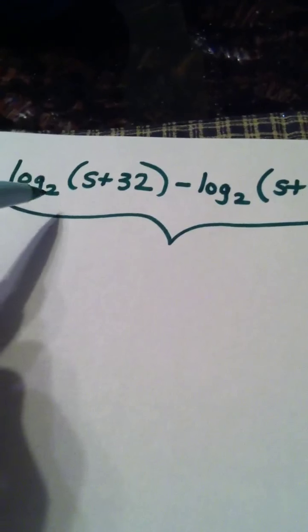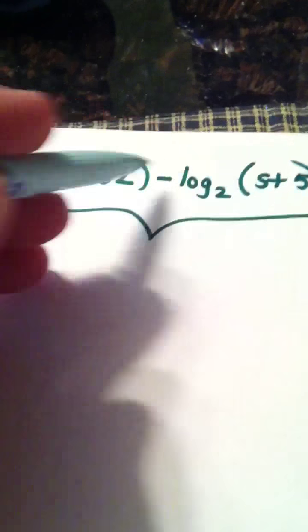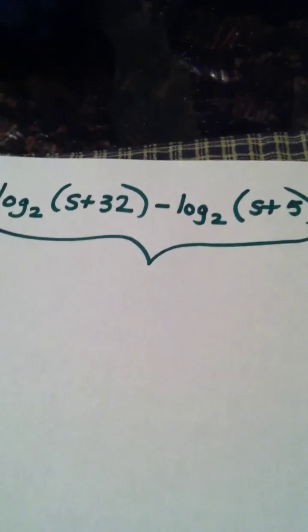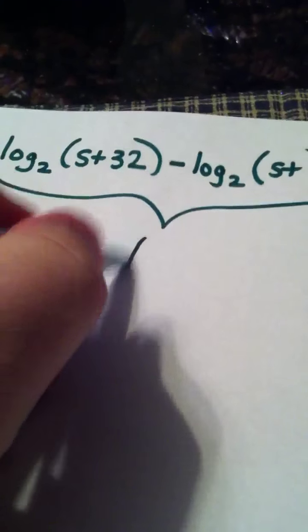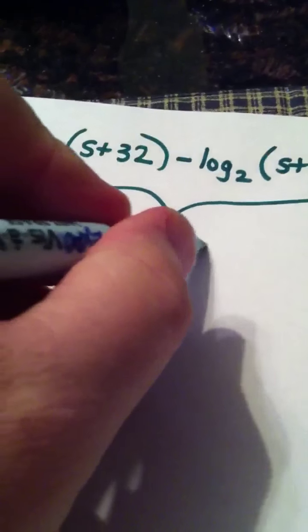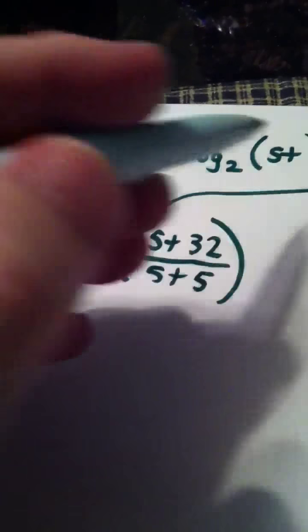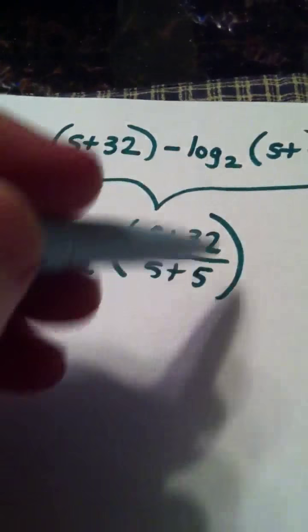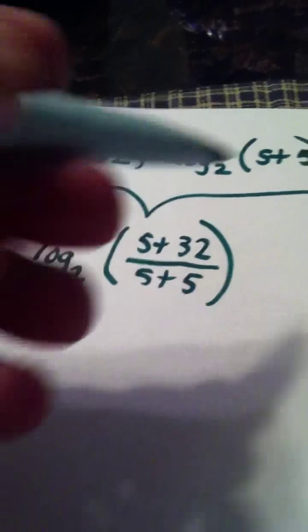When you have the log base 2 of a quantity minus the log base 2 of a quantity, the minus indicates that's the quotient law. You write the single log base 2 of the quotient. So that's our first step in this problem: the left-hand side compresses to the log base 2 of one argument. And here we have the log base 2 of another argument.